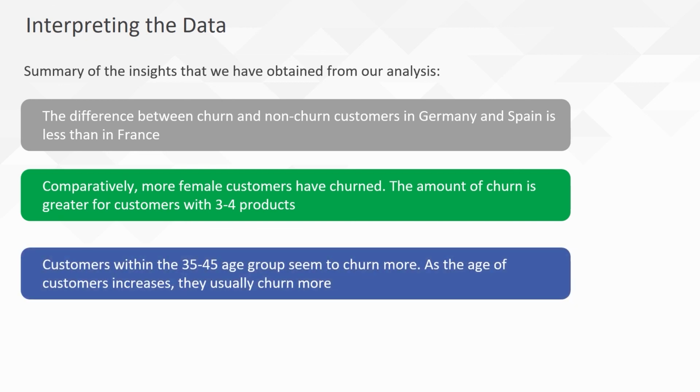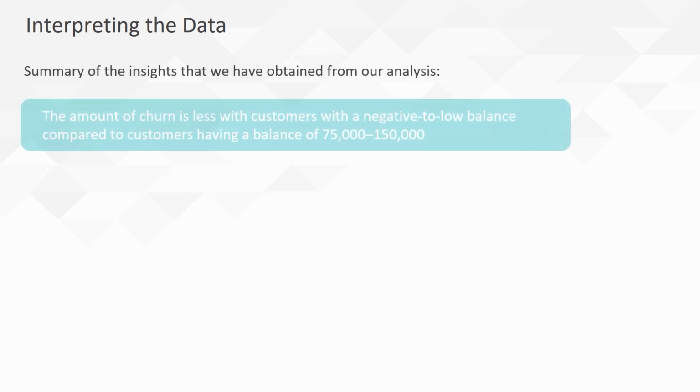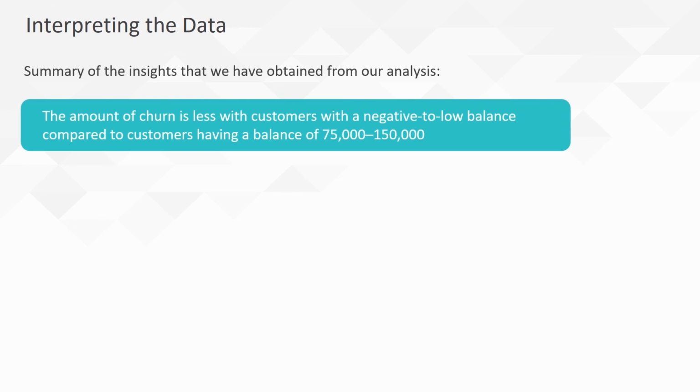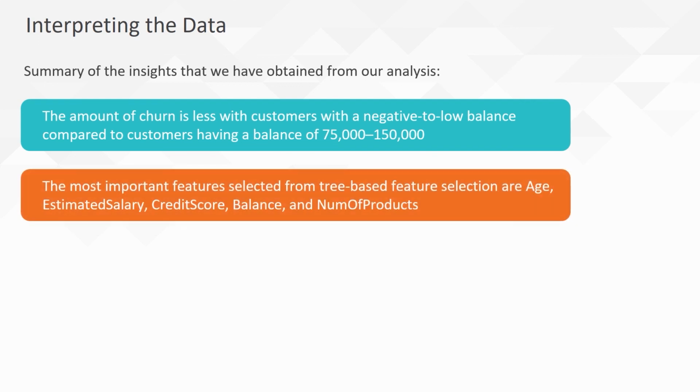Customers within the 35 to 45 age group seem to churn more. As the age of customers increases, they usually churn more. The amount of churn is less with customers with a negative to low balance compared to customers having a balance of 75,000 to 150,000. The most important features selected from tree-based feature selection are age, estimated salary, credit score, balance, and number of products. We got all these results by following the knowledge from our lessons.